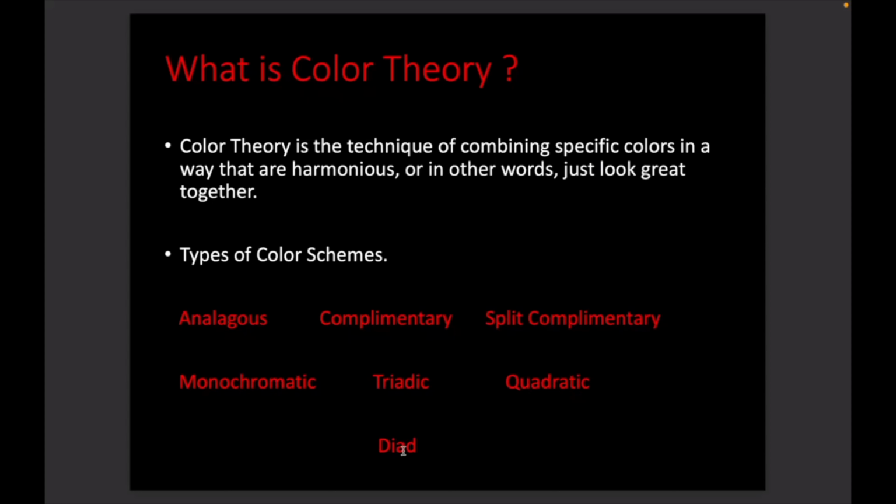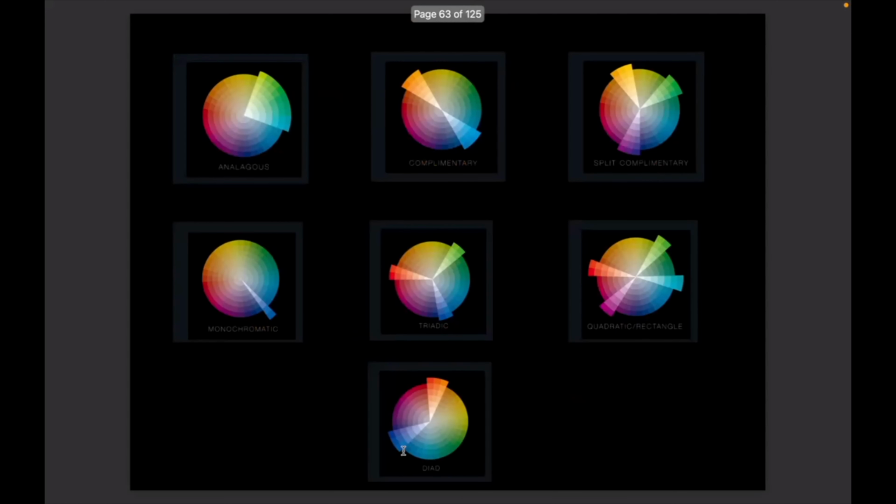But now coming to the topic, color theory, what are color schemes basically? These are the color schemes. This is the color wheel that we invented. There are degrees of color from darker to brightest. And these are the color theories: analogous, complementary, split complementary, monochromatic, triadic, quadratic, or diode.